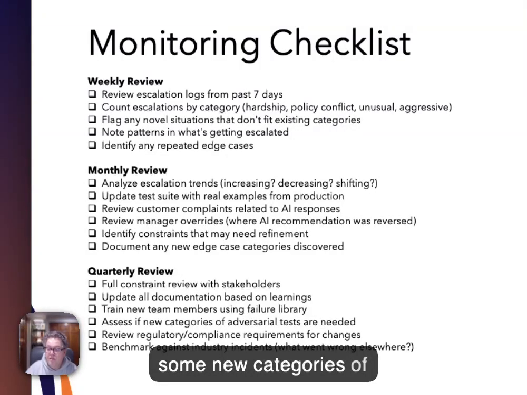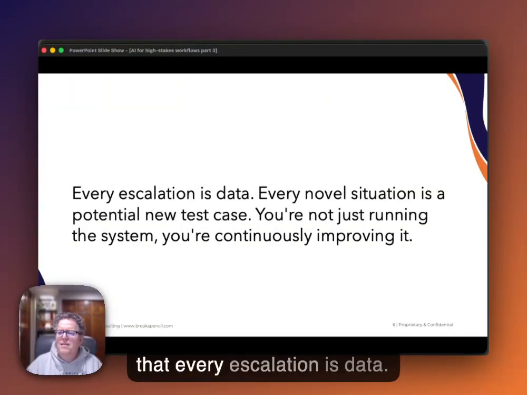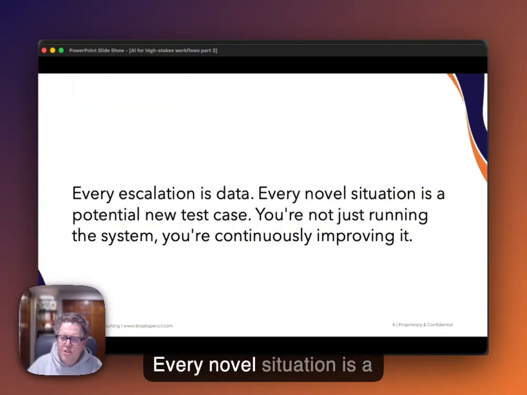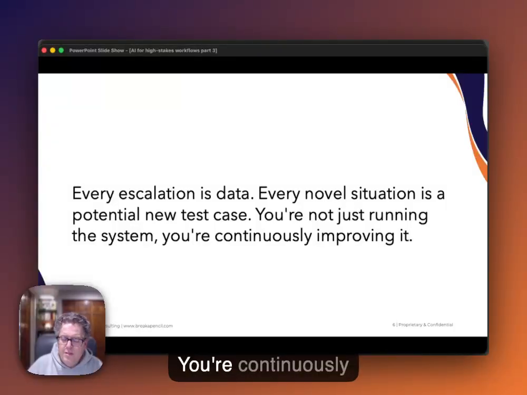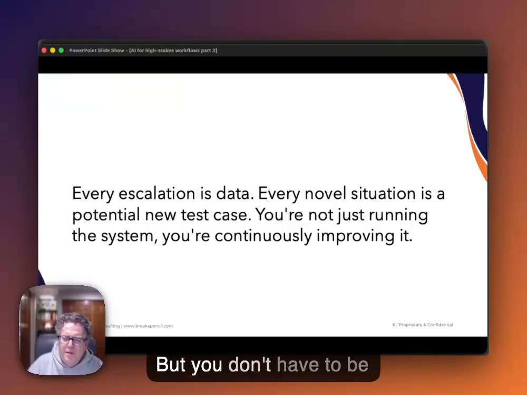categories of adversarial testing. The key insight that I want to make sure everybody gets is that every escalation is data. Every novel situation is a potential new test case. You're not just running the system, you're continuously improving it. How do you do that? You track it. But you don't have to be fancy. You can do it very simply with a spreadsheet.